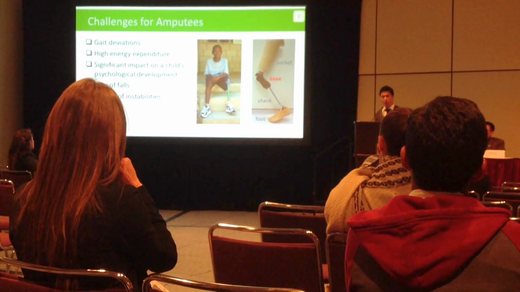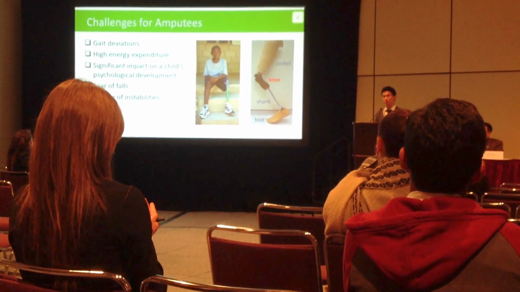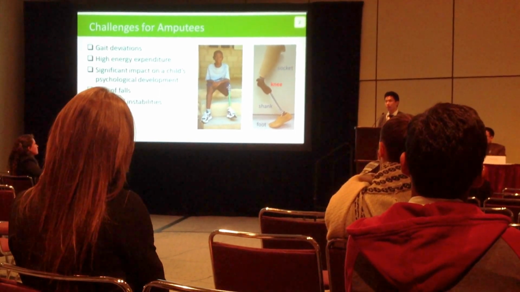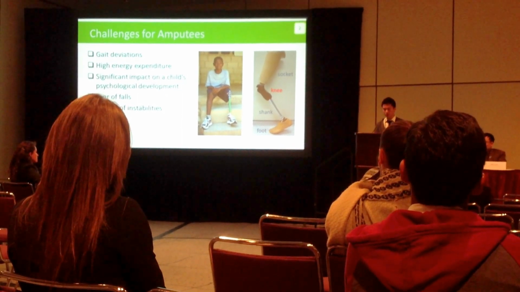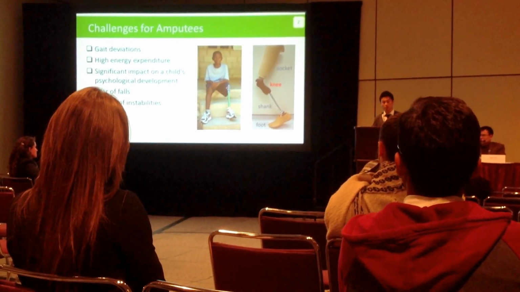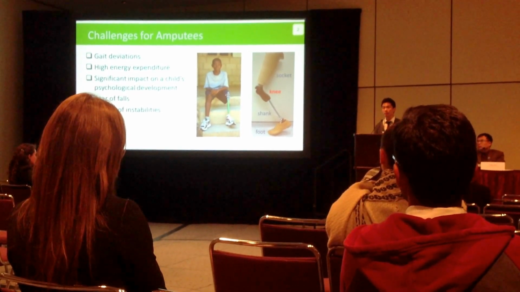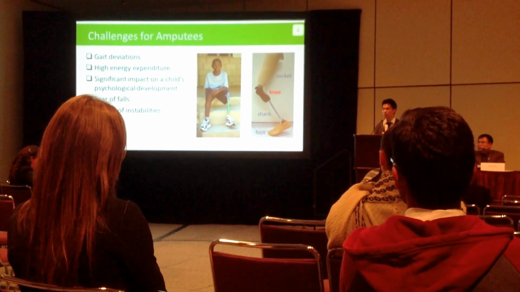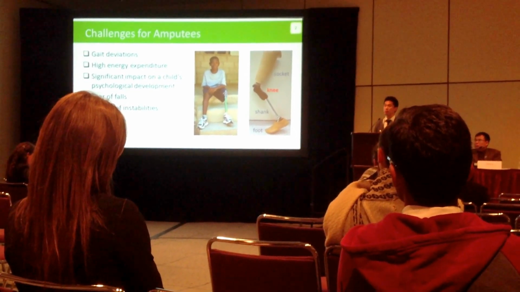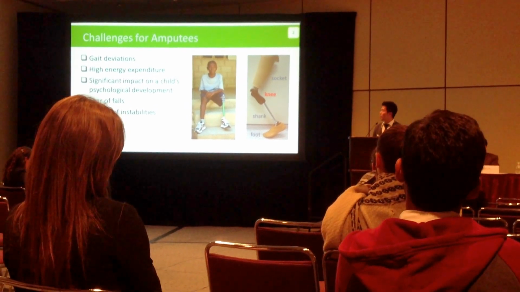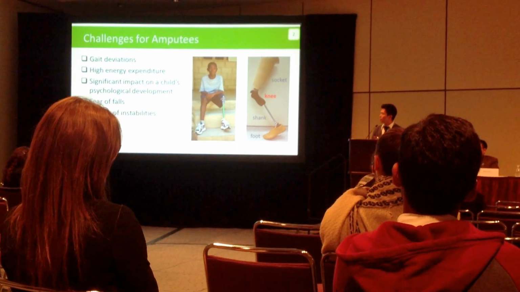Lower limb amputees face different challenges, and they often exhibit modified gait patterns because of the missing limb. Especially for unilateral amputees, there are also asymmetrical profiles between their prosthetic limb and their intact limb. Because of the amputation, they also exhibit a slower walking speed than able-bodied individuals, and because of that, they have a higher energy expenditure on walking.